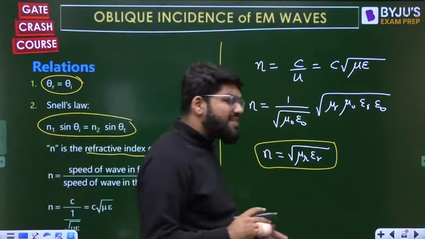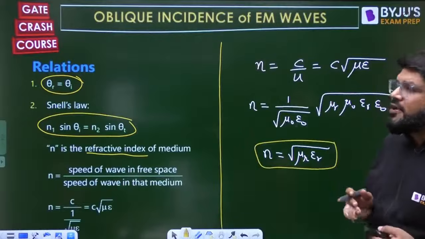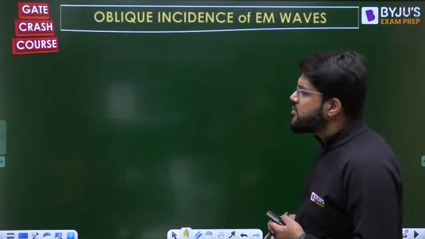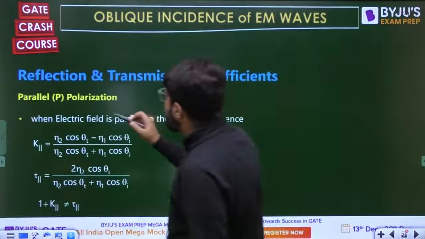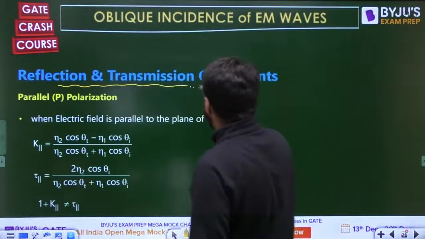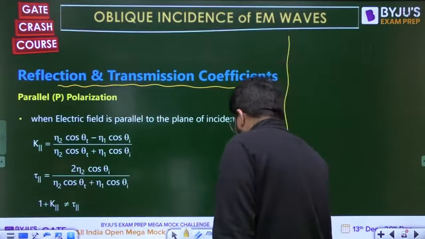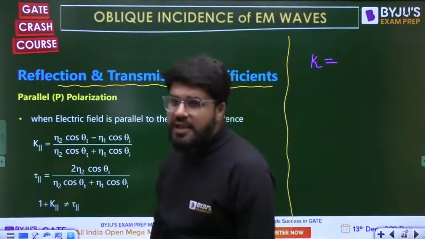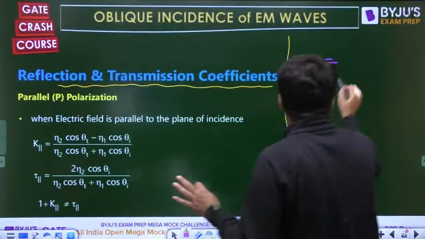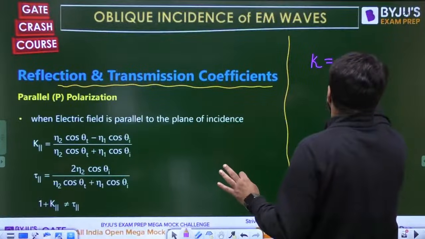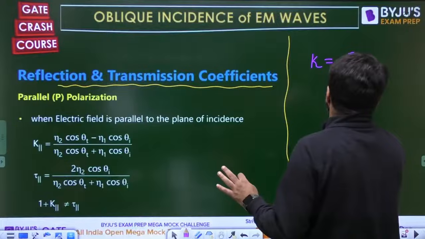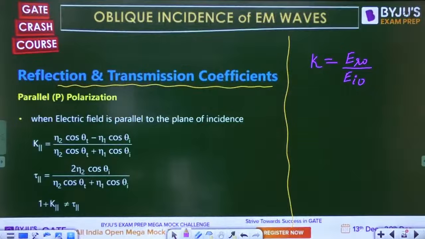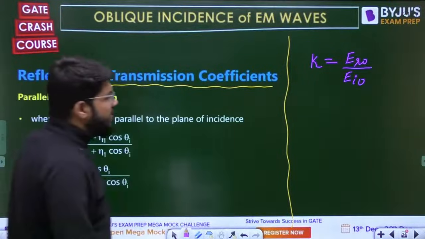But what is the equation of the reflected electric field? For that we always need the reflection coefficient and the transmission coefficient. So what are the reflection and transmission coefficients? The basic definition: the reflection coefficient, known as K, is basically equal to the amplitude of the reflected electric field, suppose ER naught, divided by the amplitude of the incident electric field, suppose EI naught. It is equal to ER naught divided by EI naught.